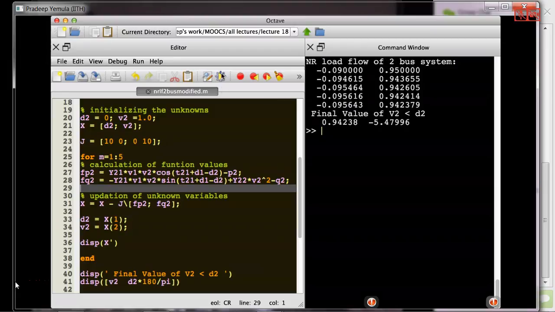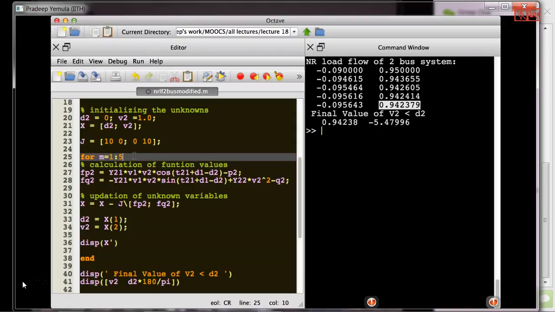So some values are coming, but if you notice, the solution is not converged. After 5 iterations, the last 2 decimal places still change. Here, 942414 is there, 942337. So up to the 3rd decimal it is matching, the 4th decimal not matching. So let's increase the number of iterations. Instead of 5 iterations, let's do 10 iterations.